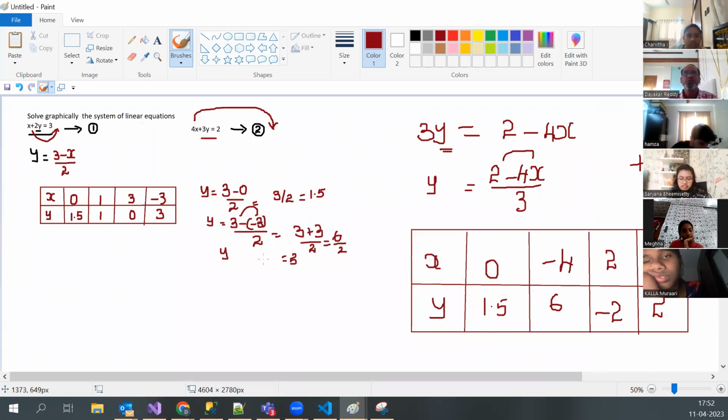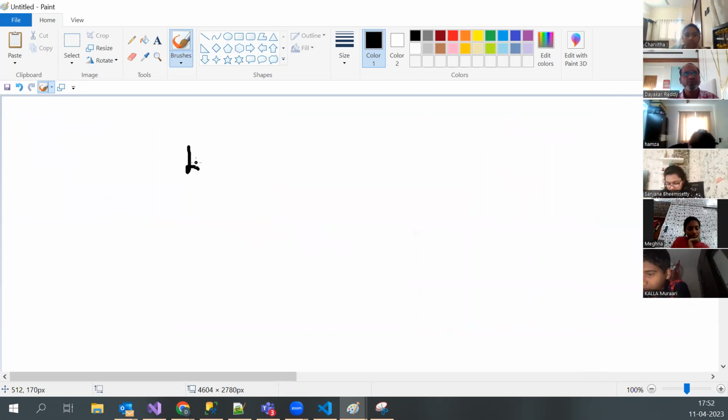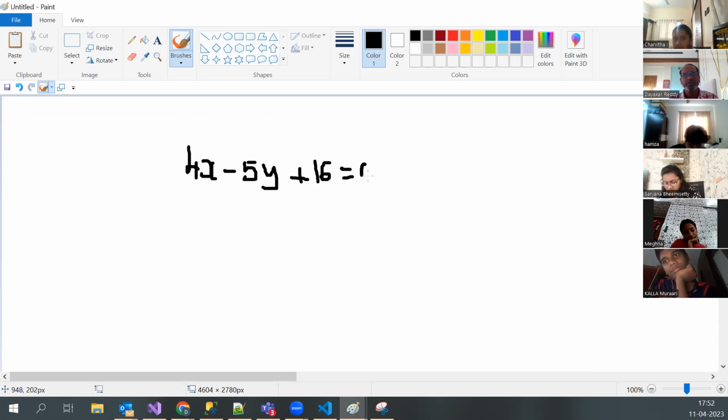4x minus 5y minus 16 equal to 0. The other equation is 2x plus y.